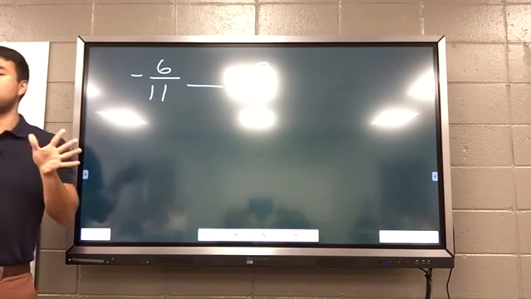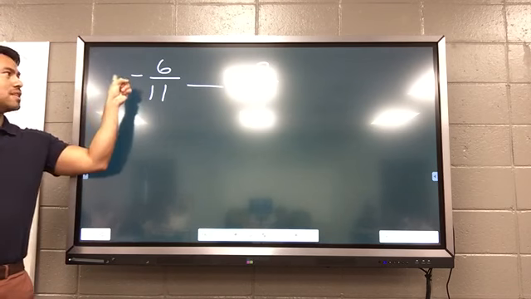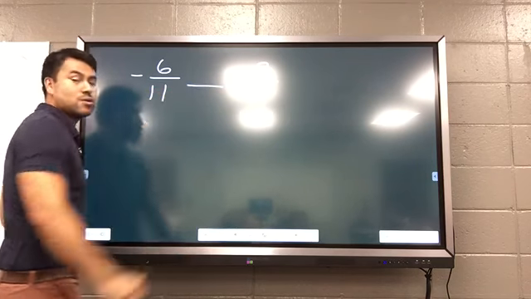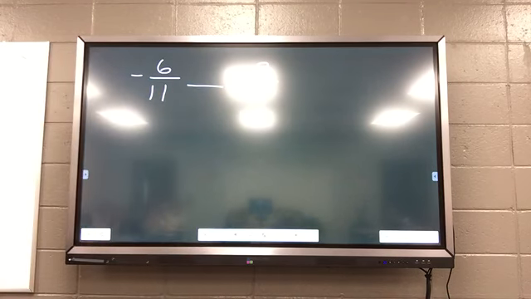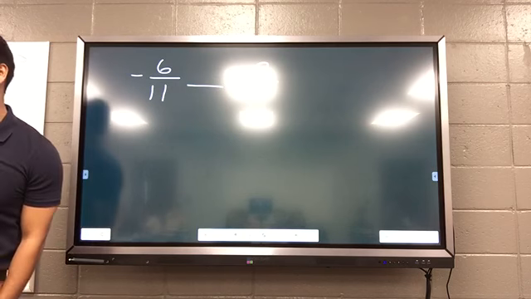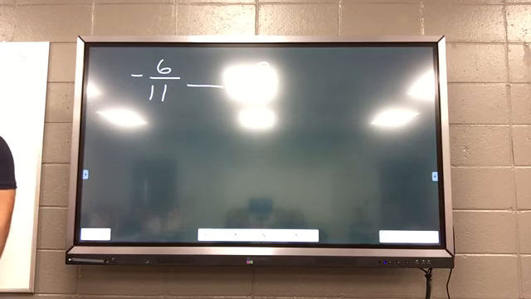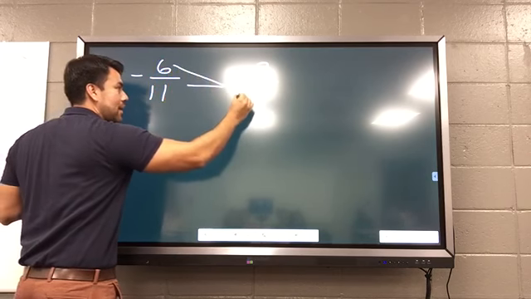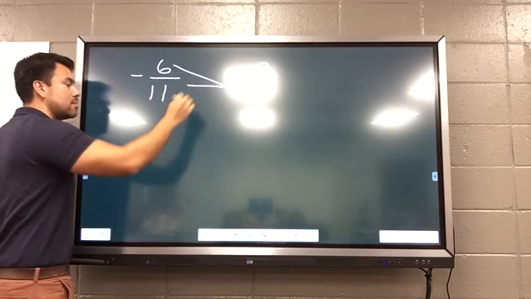But this is what we're going to do. We're going to use cross products, but what's different from this problem and the last problem? Negatives. Do those matter? Yes. Oh my. It doesn't mess up the multiplication. It does in one sense, but I'll show you what the common error is. All right. I'm going to take the first numerator and multiply it by the second denominator. 6 times 9?